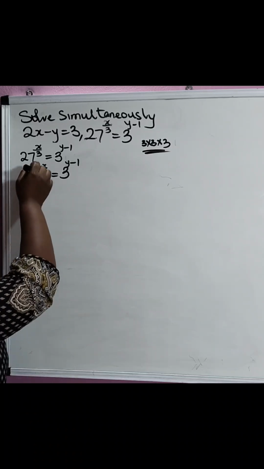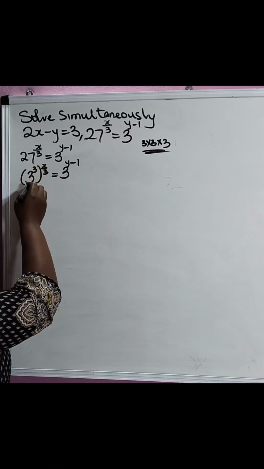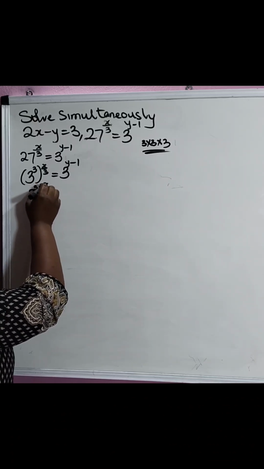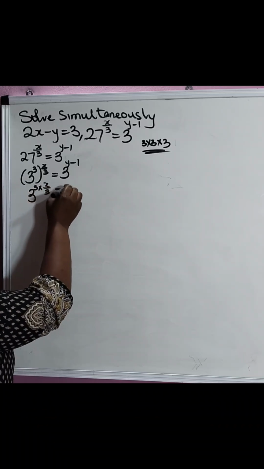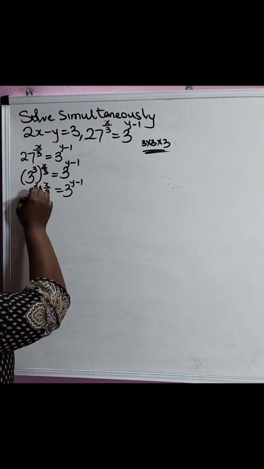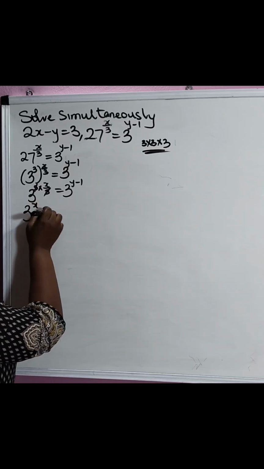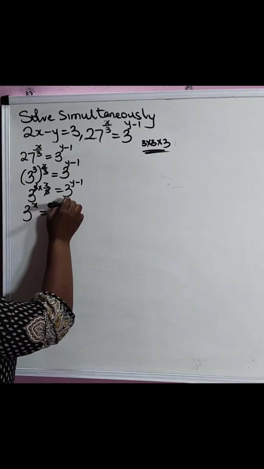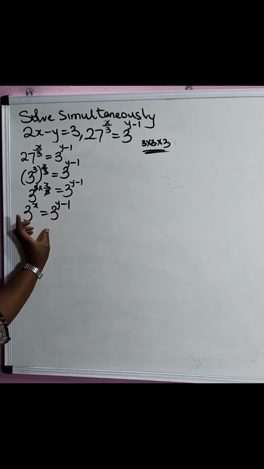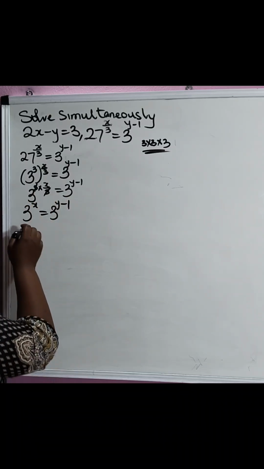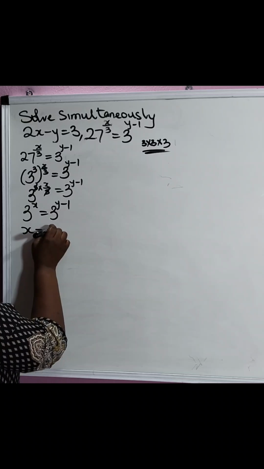Now, opening the powers here, we will have 3 raised to the power 3 times x over 3 is equal to 3 raised to the power y minus 1. This can cancel this. We are left with 3 raised to the power x is equal to 3 raised to the power y minus 1. Now, since we now have the same base, we can equate the powers. Now, x is equal to y minus 1.